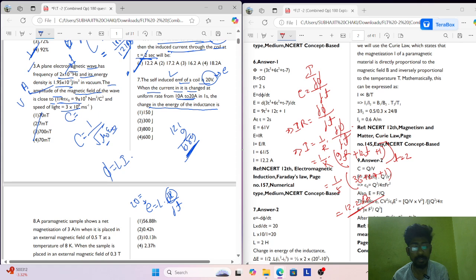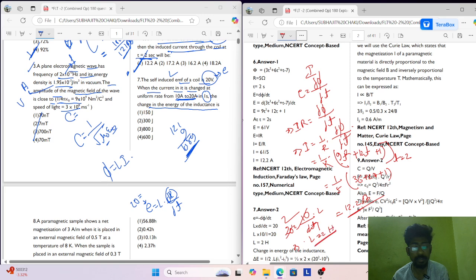di is equal to what? The change in the current, that is 20 minus 10, means 10. So 20 equals 10 into L by dt. And the change happens in 1 second, so dt will be equal to 1. Therefore L will be equal to 2 Henry.